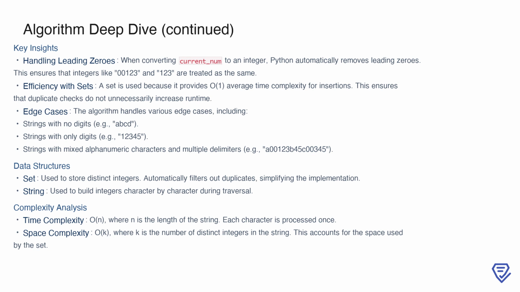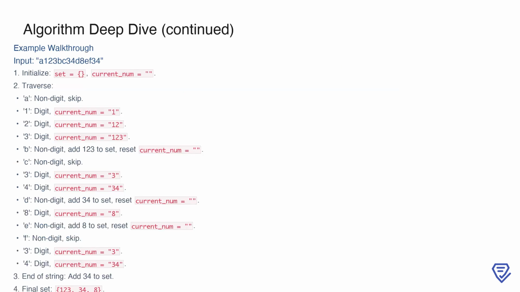The two main data structures we rely on are the set, which stores unique integers, and a string variable for dynamically building numbers during traversal. In terms of complexity, the algorithm runs in O(n) time, where n is the length of the input string, since each character is processed exactly once. The space complexity is O(k), where k is the number of distinct integers, as that determines the size of our set. Let's walk through an example to see this algorithm in action.